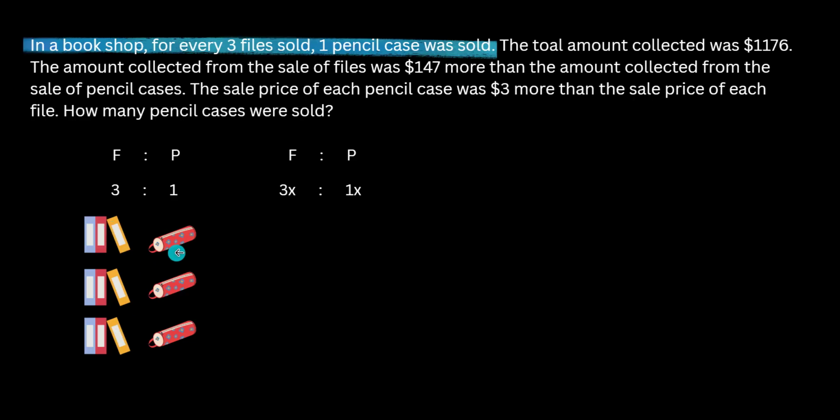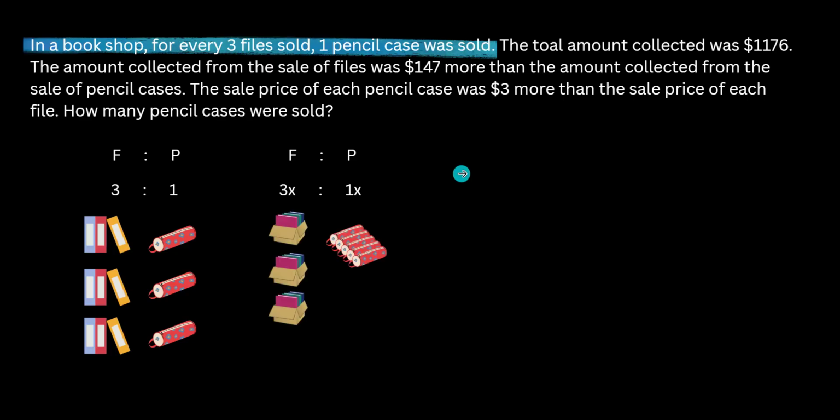And as you have seen here, 1 becomes 3, 2 becomes 6, and 3 becomes 9. So in this case, if x is 1, 1x is 1 and 3x is 3. If x is 2, then 1x becomes 1 times 2, which is 2, and 3x becomes 3 times 2, 6. And if x is 3, this becomes 1 times 3 is 3, and 3 times 3 is 9. So that is how we come up with this representation of ratios.